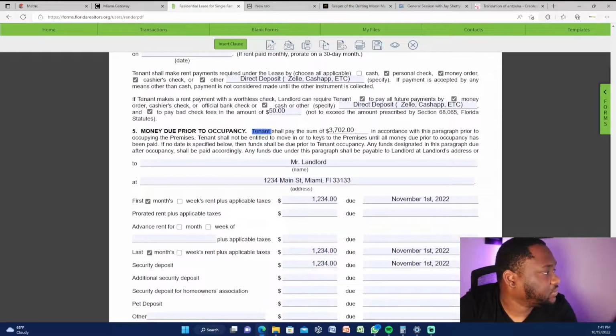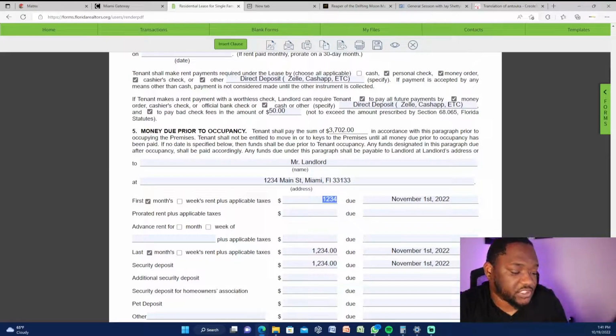Section 5, money due prior to occupancy, tells you how much your tenant should pay on the day of move-in. So in this case, it'd be $3,702. And that section right here is actually filled out automatically for you based on the information that you put in here. So let's say if I were to change this to $50, as an example, you see here that the amount has changed.